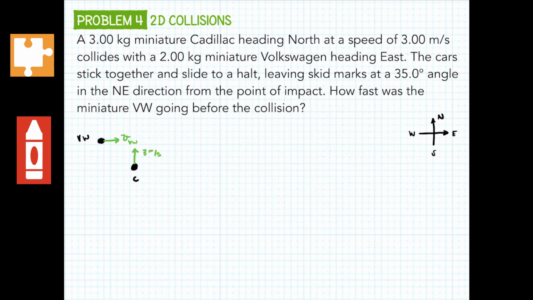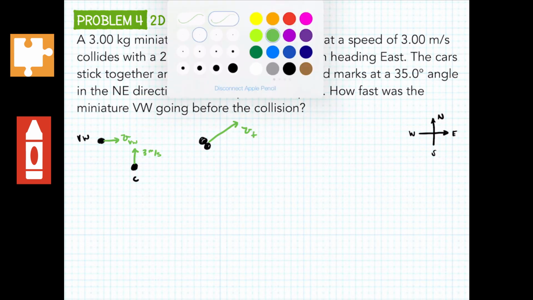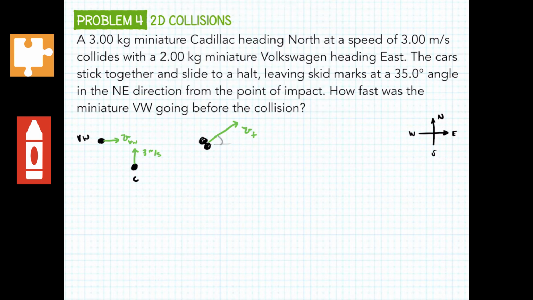Okay, and then after these two things collide, you end up with basically these two things stuck together, and they're going to have a speed here, which we'll call V final, and that's going to have an angle of 35 degrees from the collision point, okay? And so this angle is north of east, all right? Any questions about this? Okay, so this is our before.